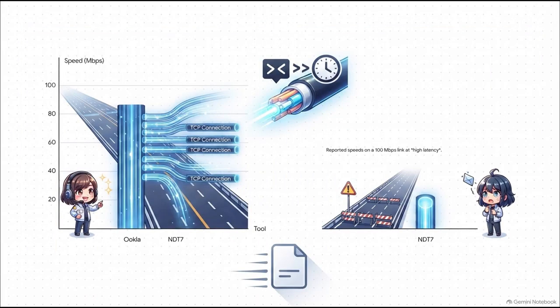To put that into perspective, the real-world impact of this design difference is pretty staggering. Researchers discovered that on a 100 megabit link, when latency spikes above 200 milliseconds, Ookla aggressively opens up to 8 TCP connections to maintain a high reported speed, around 87 megabits per second. But NDT7 plummets down to just 31 megabits per second. See, NDT7 accurately reflects the massive performance drop a single file download would actually experience under high latency, whereas Ookla kind of masks it by just opening more lanes on the highway.